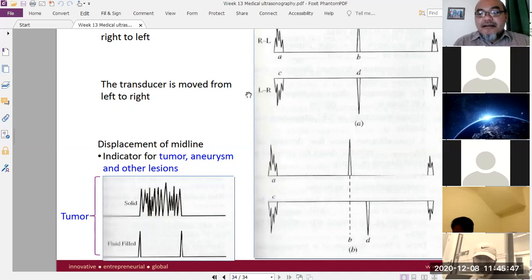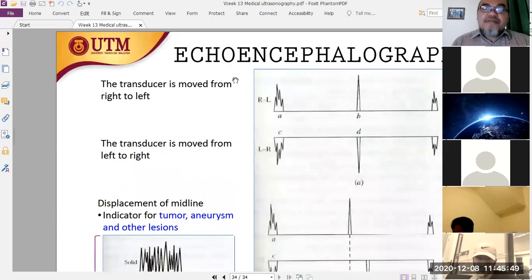I think this is for echoencephalography, but it is a similar case with other parts of imaging, depending on what you want to see from the part of the body.